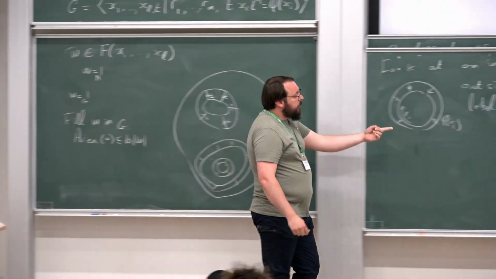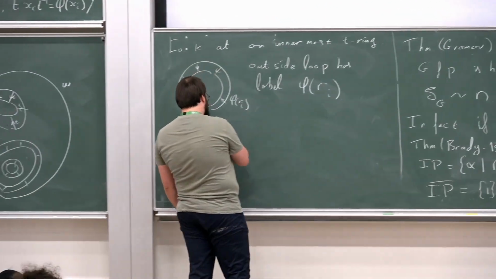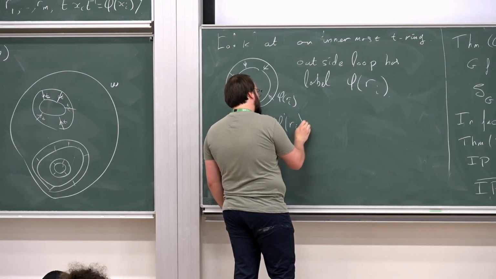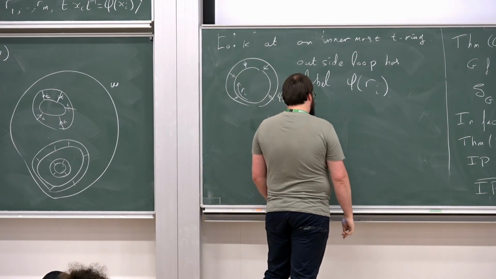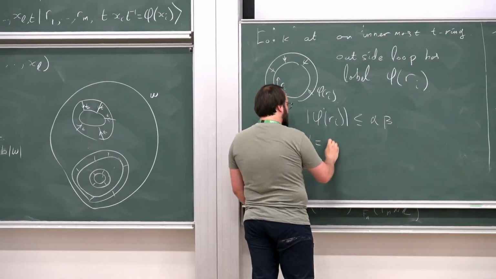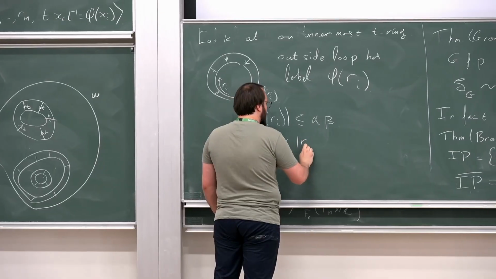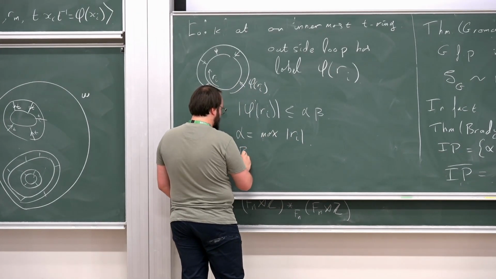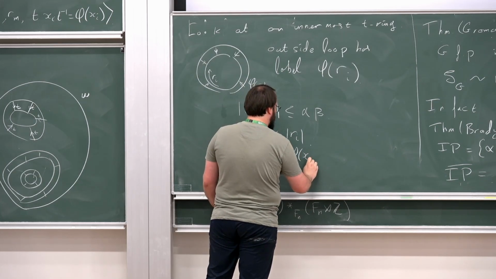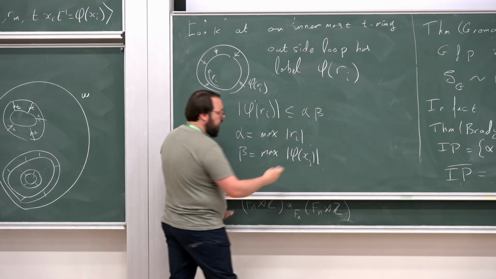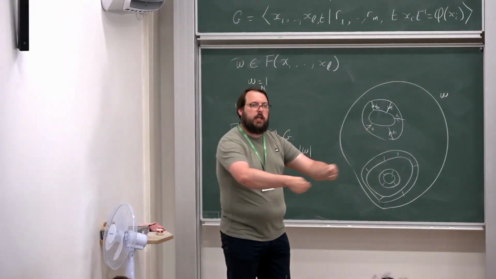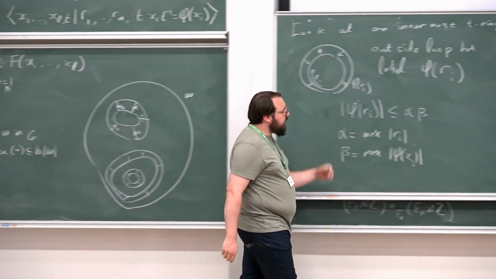Well, the label phi of Ri, so the length of phi of Ri is less than or equal to, say, alpha times beta. Alpha equals the maximum of the length of the Ri's, and beta is the maximum of the length of the phi of the xj's. You replace each letter in Ri with whatever its image is. So you can compute the length, so it's less than this.